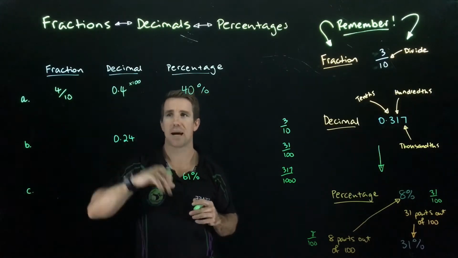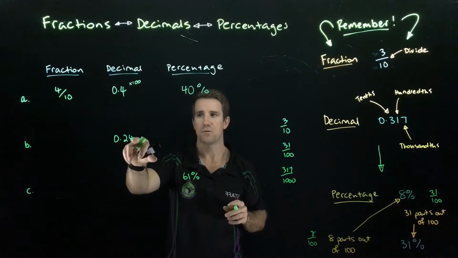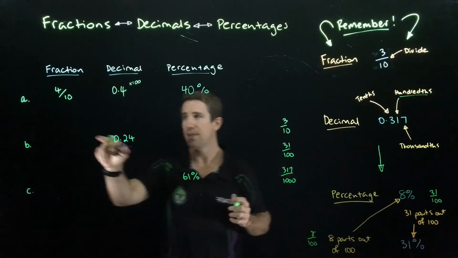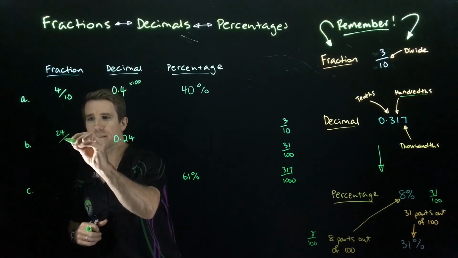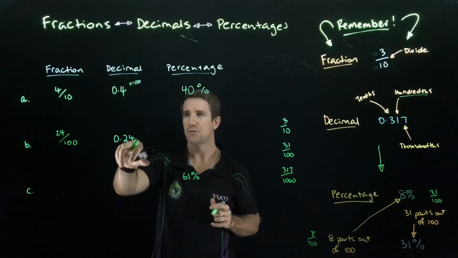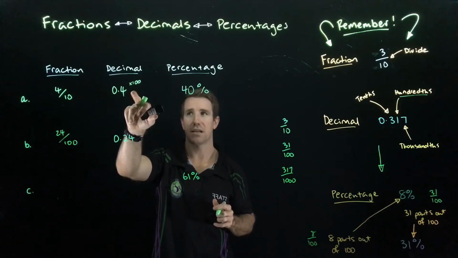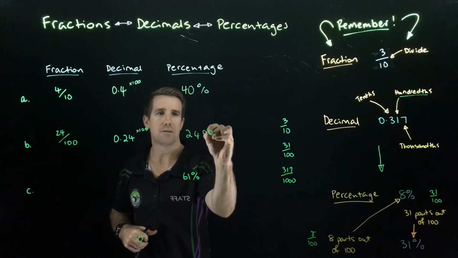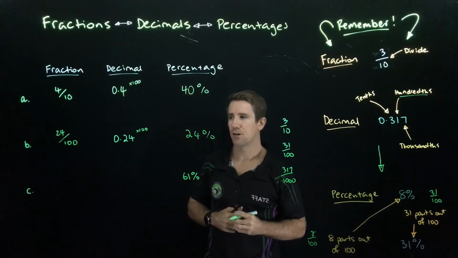Second one, let's start with a decimal, 0.24. Now that 4 lands in that hundredths column, so that means we would have 24 parts out of 100, okay? 0.24, we had a simple little trick here by multiplying by 100, and we get 24% there for that conversion.